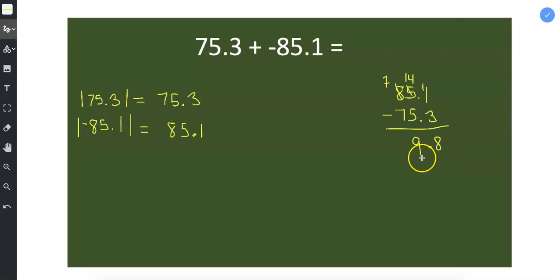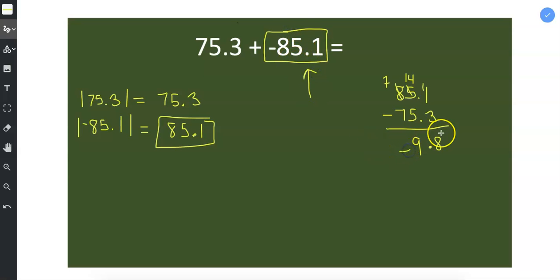Now I need to see, is this a positive or negative answer? So I look up here, and whatever I have more of, that's the sign I put on my answer. Well, we already said that 85.1 is larger than 75.3, so we have more of the negative 85.1, so we have more of the red integer chips. So this final answer is going to be negative 9.8, or you could say negative 9 and 8 tenths, since this is the tenths place.